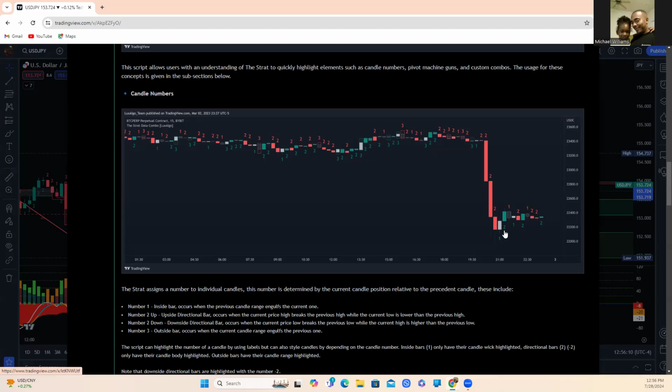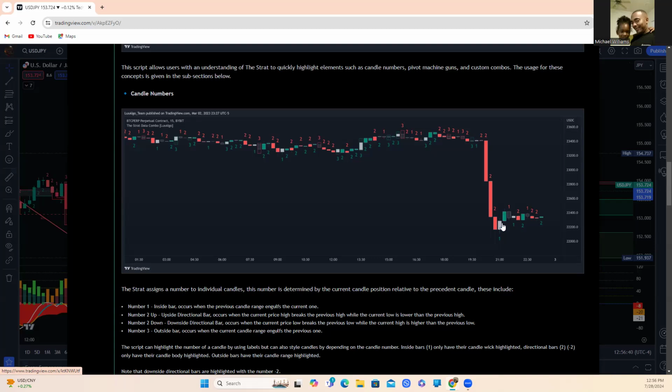A two up is going to be green. Anything that's directional will be either red or green. If it's red, that means it's down. If it's green, that means it's up. So this is like a one up, and this one is a two up. By definition, it broke the high of the previous candle, and that's what makes it a two up, but it didn't break the low of the previous candle. We'll get into that numbering in a second.